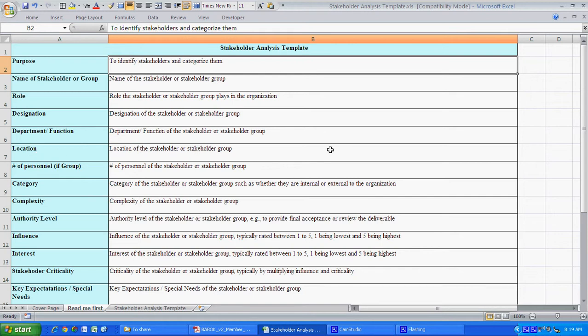The location is critical because if you have multi-location stakeholders, the stakeholder communication plan and elicitation plan need to be organized in a proper way, because it may not be physically possible to travel to all locations, and hence audio conferencing or video conferencing arrangements need to be made. Then the number of personnel in a stakeholder group, if it's a group. The larger the number of personnel, obviously the more complex the stakeholder group is going to be, because people or stakeholders within the stakeholder group may be cohesive or may be non-cohesive.